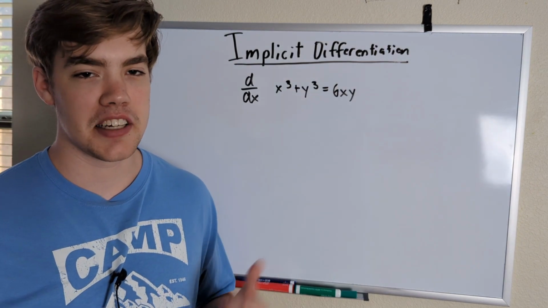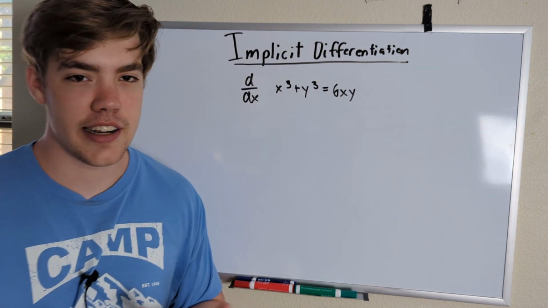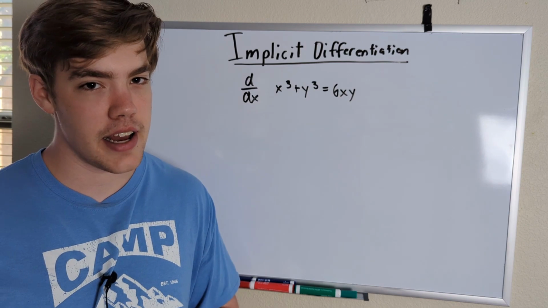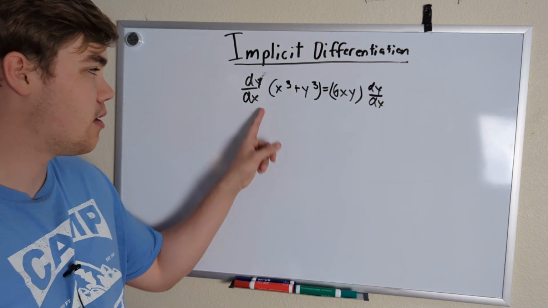This is a little bit more complex, but mostly keeps the same strategies as before. So since we have the y variable within our equation, we do need to find dy/dx. So let's find dy/dx for both sides of this equation. Let's start with the left side.